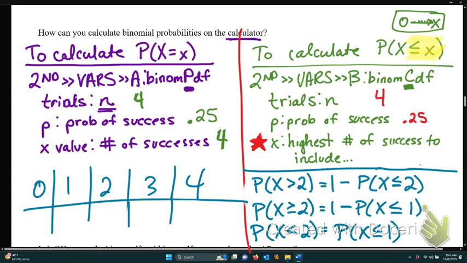So, what's the rule here? The big picture, the rule. If you are asked to go greater than, you're going to need a 1 minus. If you have an equal to sign, then you have to do less than that number for the greater than. If you have the not equal to sign, but it's already less than, you have to go 1 down. Okay, all that's confusing.